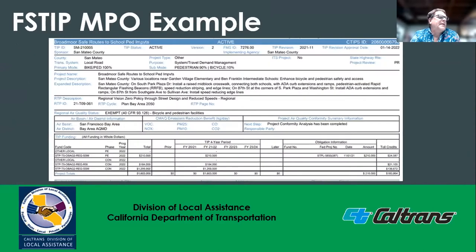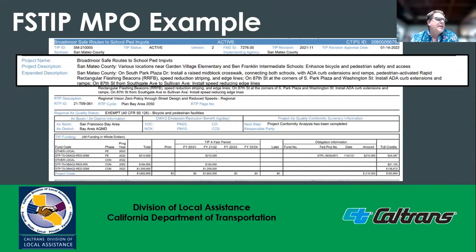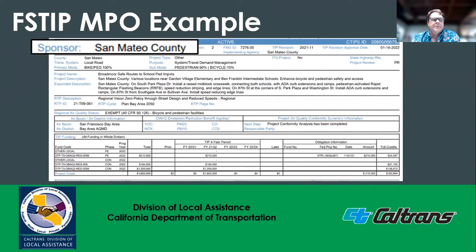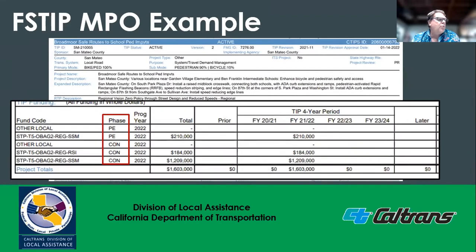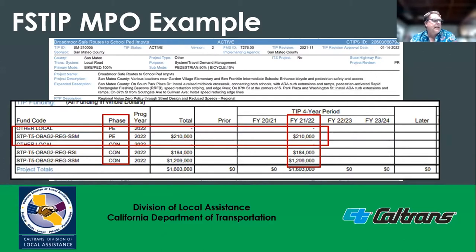This is a sample of an individual project from an MPO, in this case, MTC. This FSTIP listing was used for the authorization of the PE phase. The key elements mentioned previously are scope of work and location. MTC combines them into project description. Project sponsor, San Mateo County. Phases of work, federal fiscal year, and the types and amounts of federal funds. In this case, $210,000 of STP block grant funds were programmed for the PE phase in federal fiscal year 21-22.